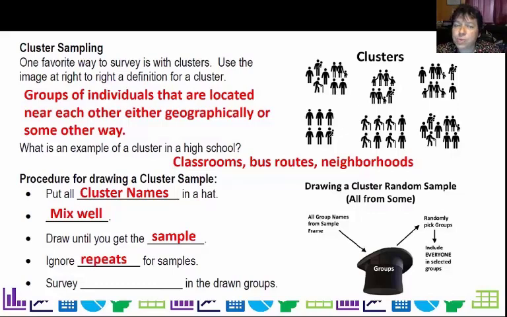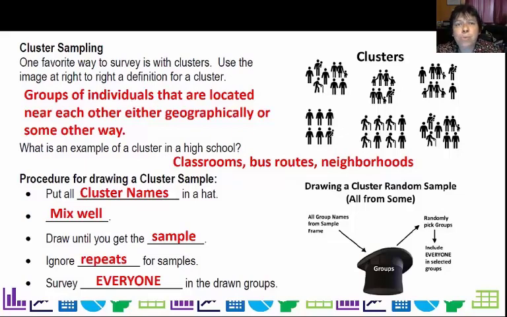Now, as always, ignore repeats for samples. And then here's the difference with a cluster sample. With a cluster, what you're going to do is you're going to survey everyone in the drawn group. So if I pull room D231, I'm going to go ahead and actually survey everyone in D231.